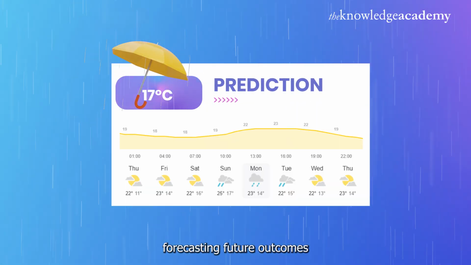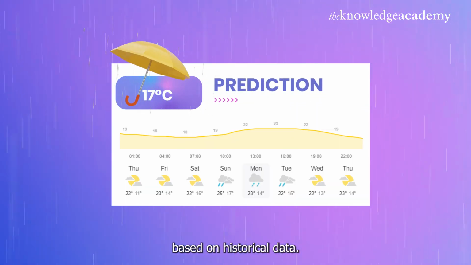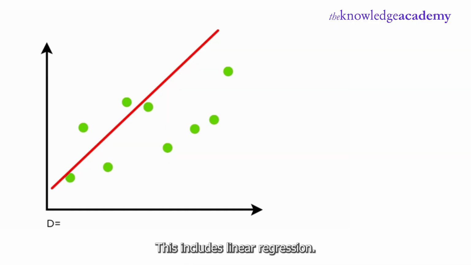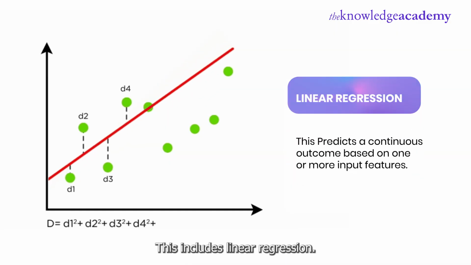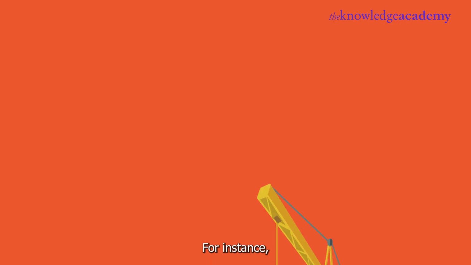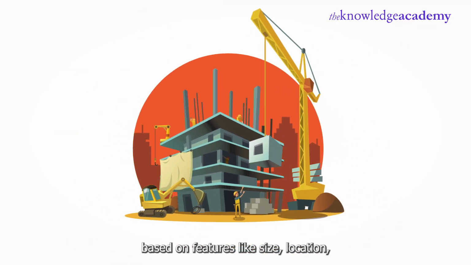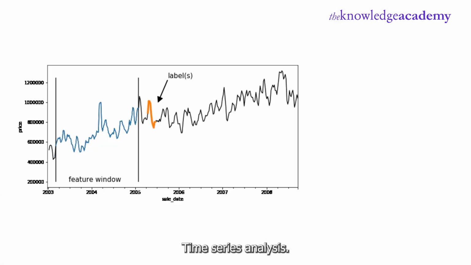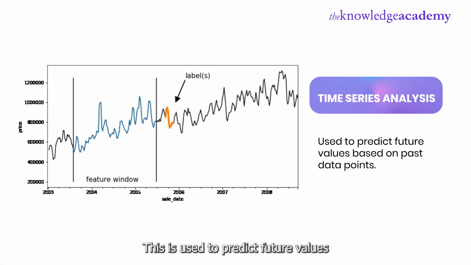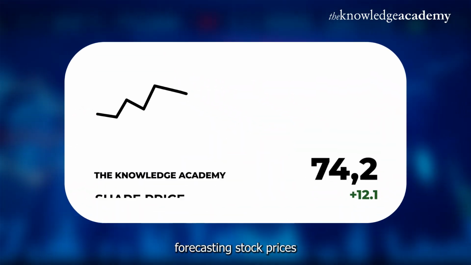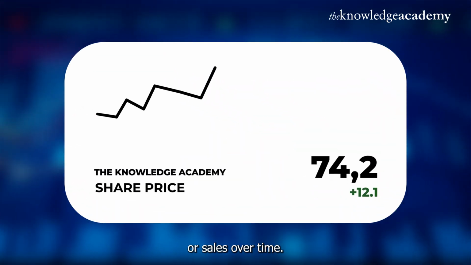First, we have prediction, which involves forecasting future outcomes based on historical data. This is primarily achieved using regression models. This includes linear regression, which predicts a continuous outcome based on one or more input features. For instance, predicting house prices based on features like size, location, and number of bedrooms. Time series analysis is used to predict future values based on past data points. For example, forecasting stock prices or sales over time.